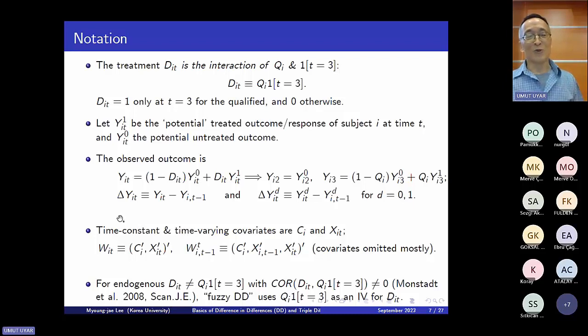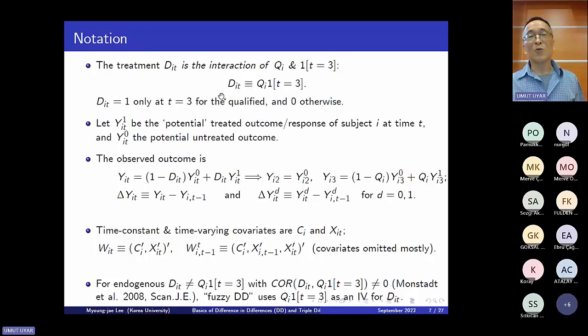A couple more notations here. Increment of y is denoted this way, delta y. And also increment of potential outcomes will be denoted in a similar way. And in panel data, some regressors, some covariates are time constant, such as gender or your birth year. But there are also many other time-varying covariates, such as income, where you live, number of children, and so on.